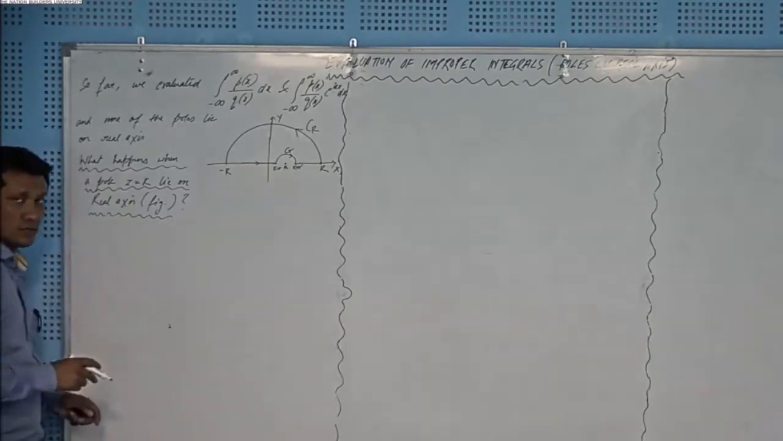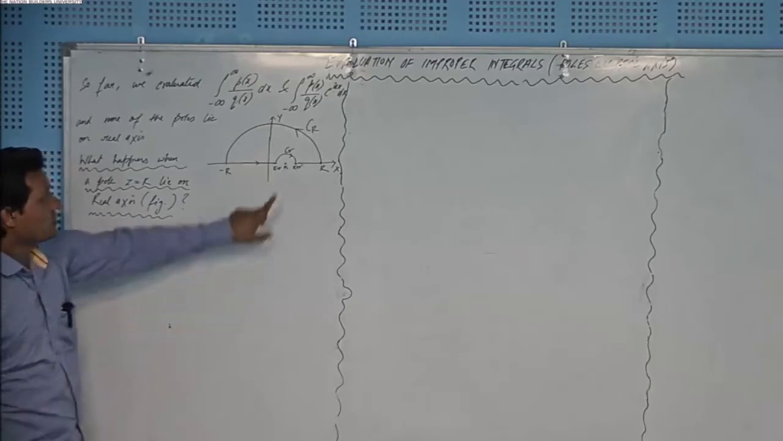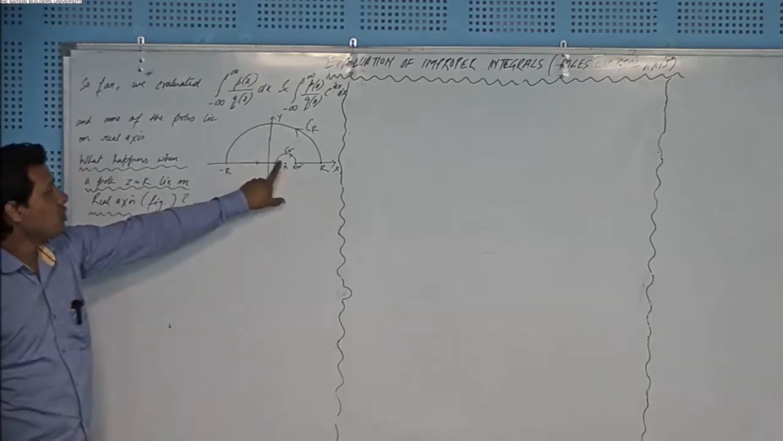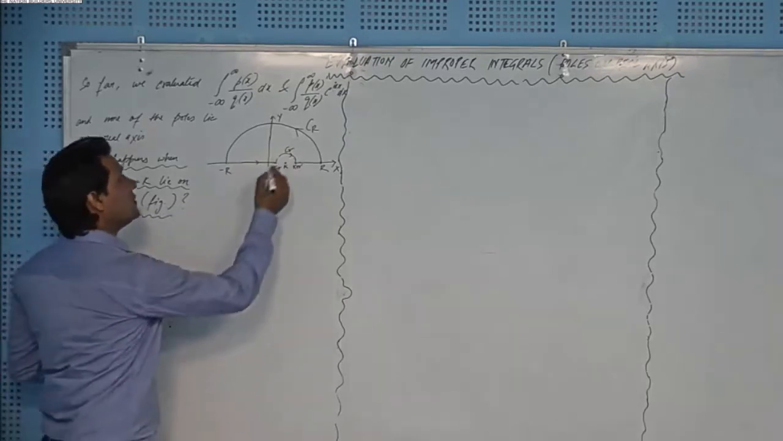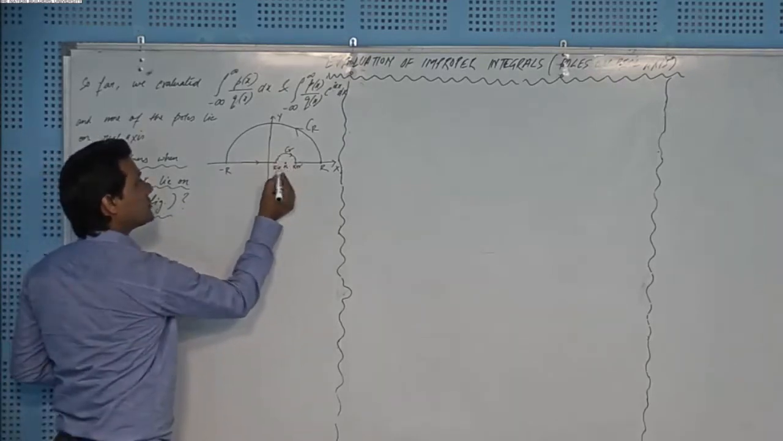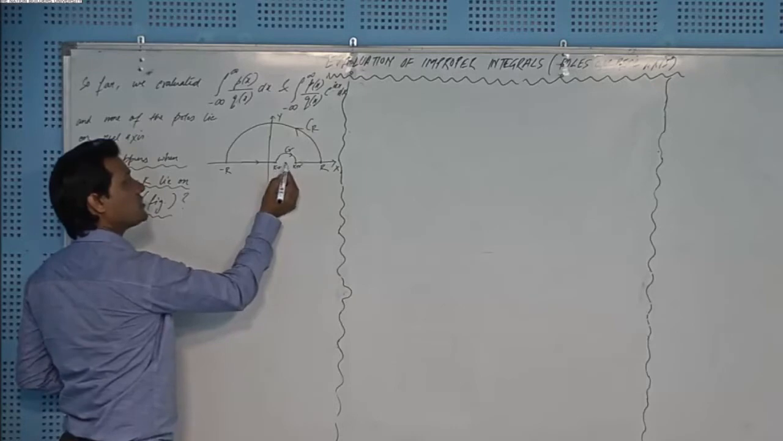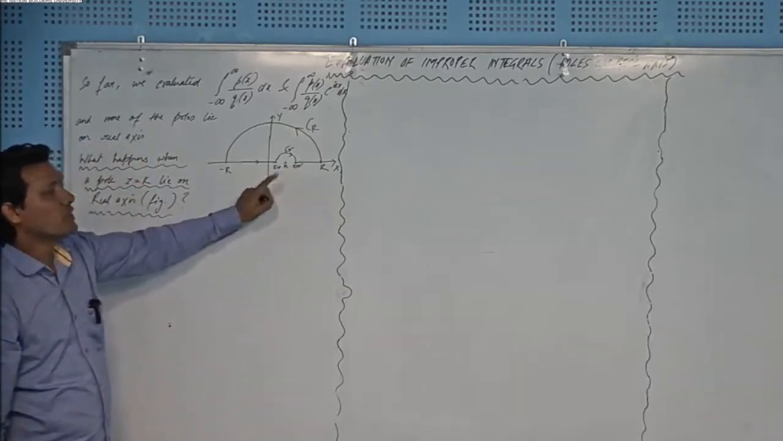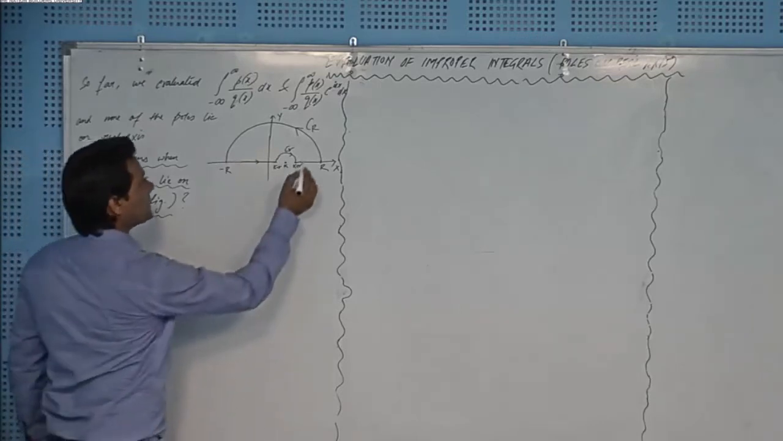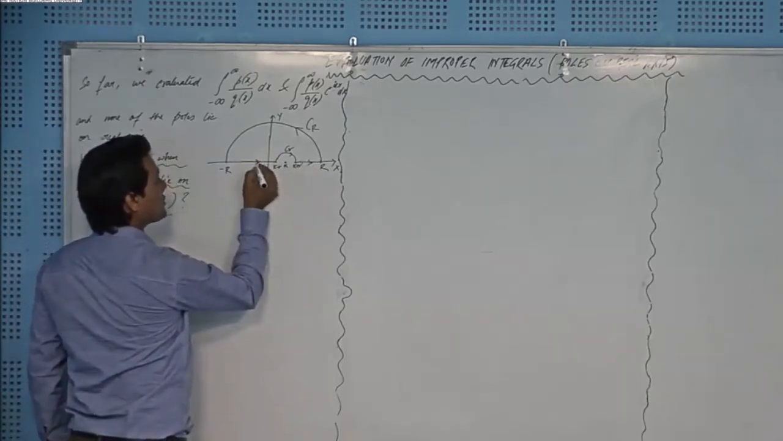In that case, what we do is we just avoid that pole. We make a small jump at that point with a very small semicircle, and the radius of that semicircle is very small, denoted by small r. So if this is the center of the semicircle, this point should be k plus r, and this should be k minus r. And now the contour looks like this.